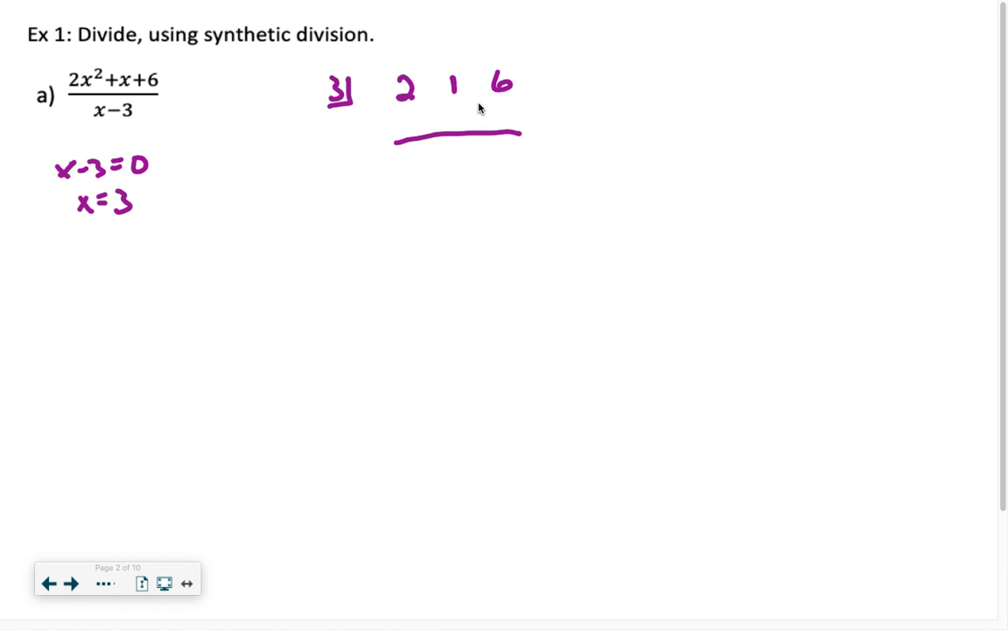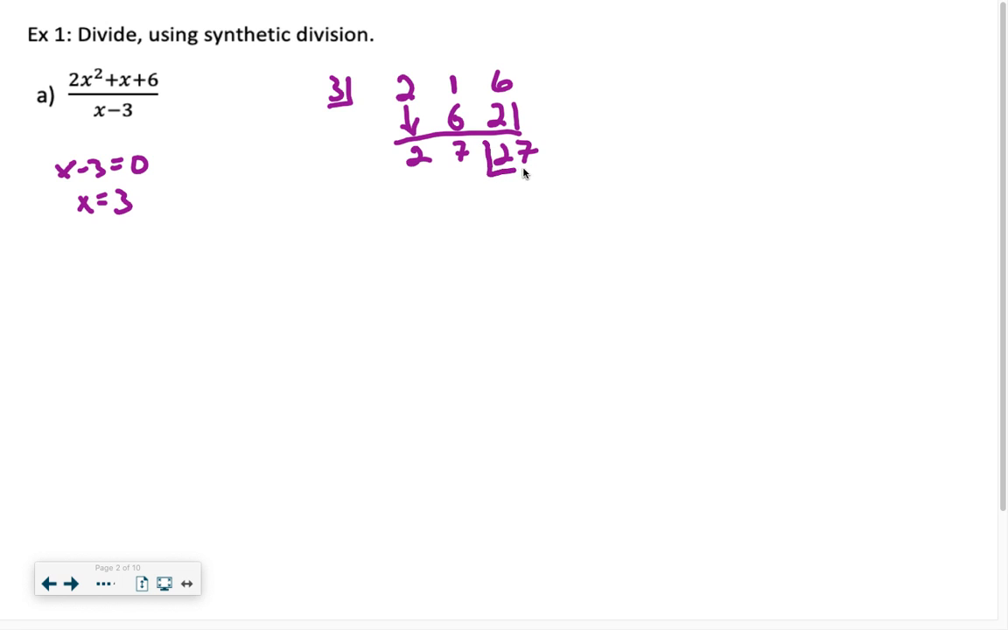So now the process: bring this first number straight down beneath this bar that we just drew, and then multiply that number times whatever number is in my box. So 2 times 3 is 6, and then that value goes right here. And then we add down. So 1 plus 6 is 7. Then we repeat the process. So 7 times 3 is 21. That'll go here. And we add 6 plus 21 is 27.